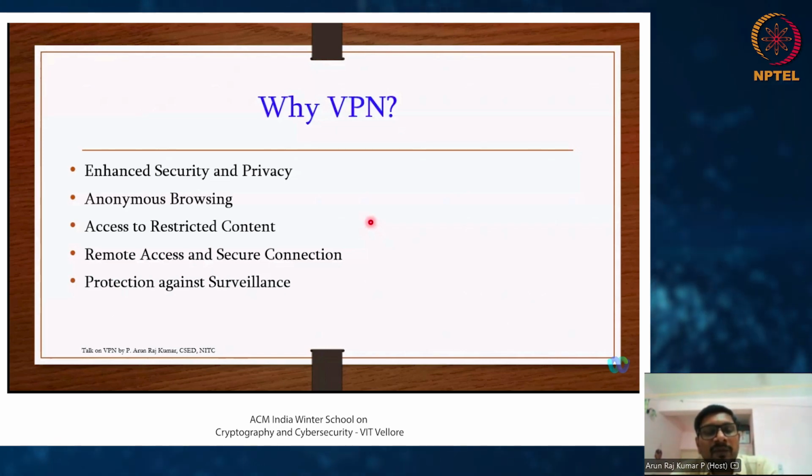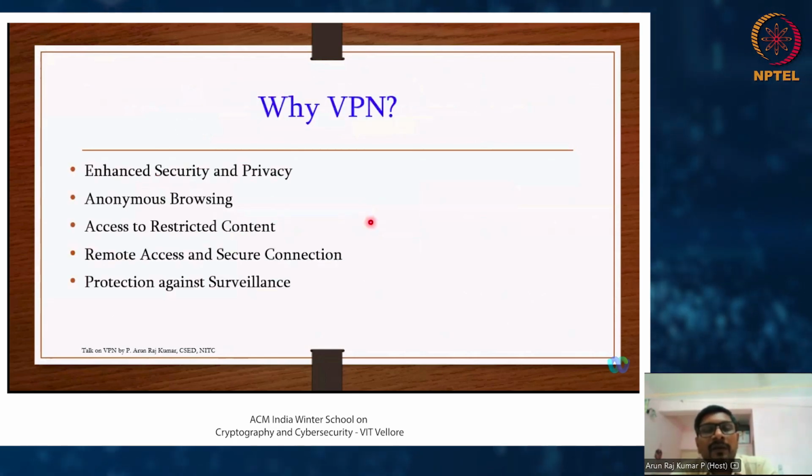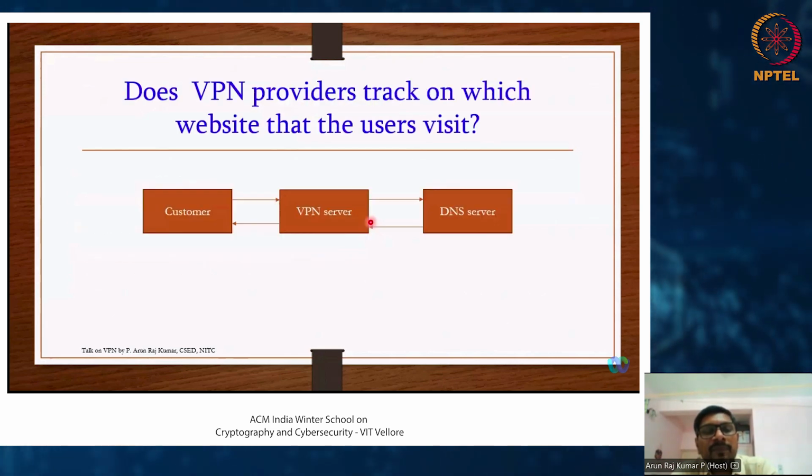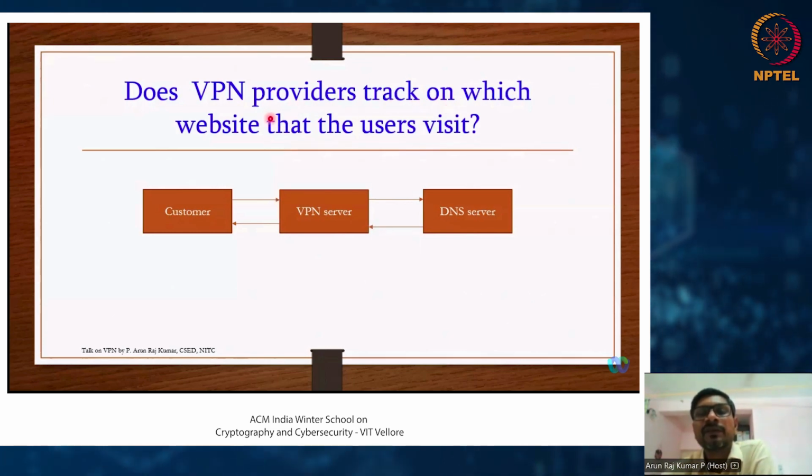Then remote access and secure connection, and protection against surveillance. These are all important points, I mean, why we require a VPN. VPN actually provides these types of facilities. So do VPN providers track which websites the users visit? What is the answer from your side? Do VPN providers track which website the user visits?